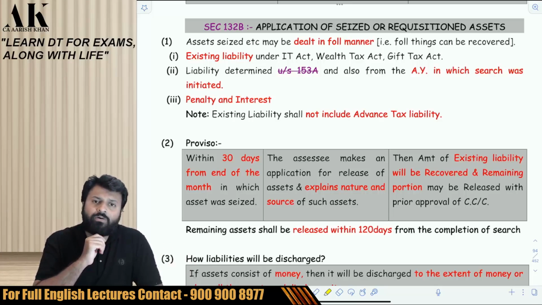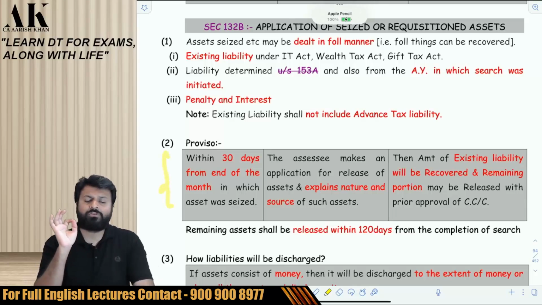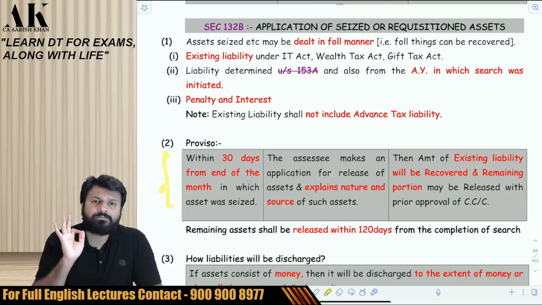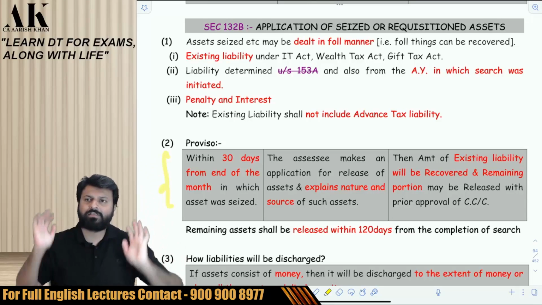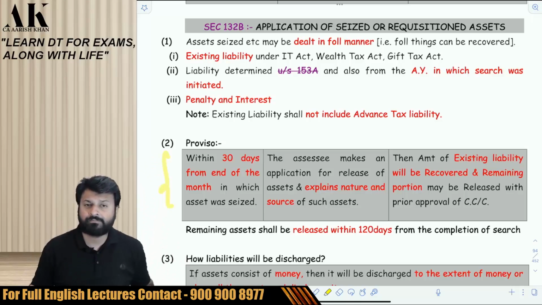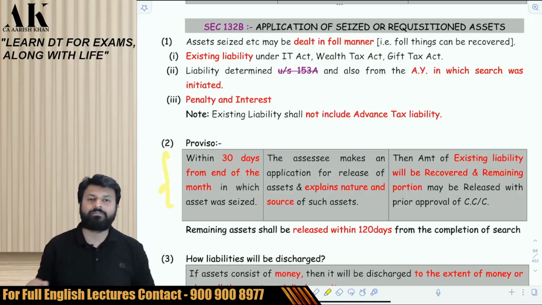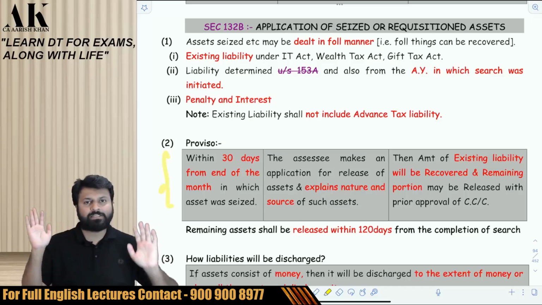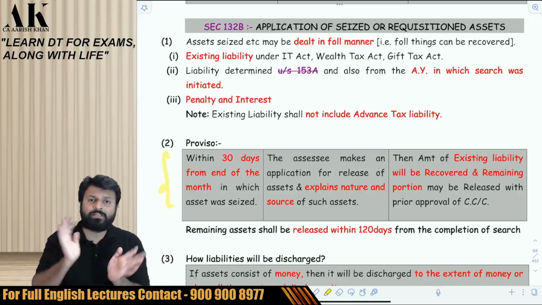Okay. Now, this is a very important proviso which gives some kind of relief to the assessee, and it's very important for exams also. Pay attention, please. Suppose today there is a search happening, and the department is seizing certain assets and taking them away in front of my eyes. I am not able to explain anything. So the department is giving me an opportunity of 30 days from the end of this month. That is from the end of the month in which the assets are seized.